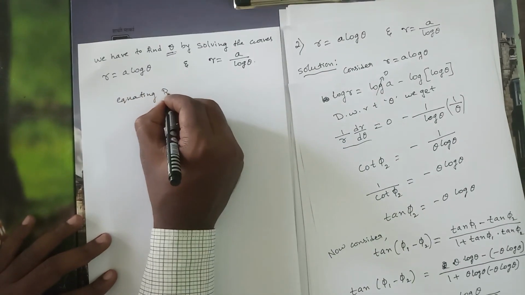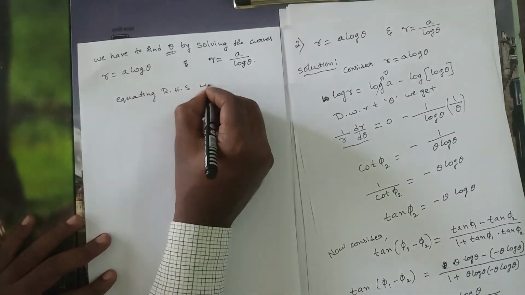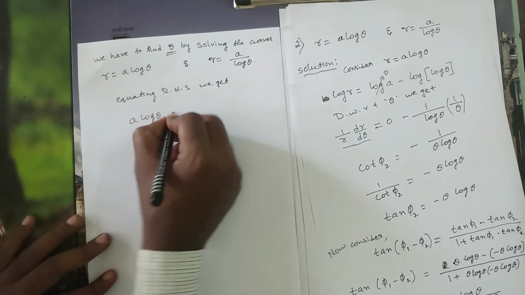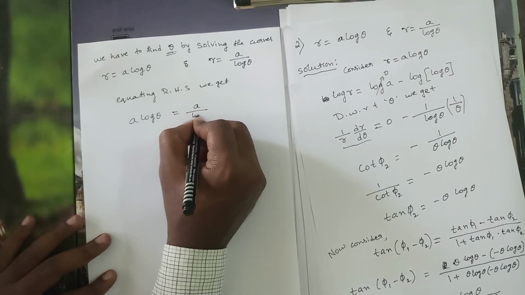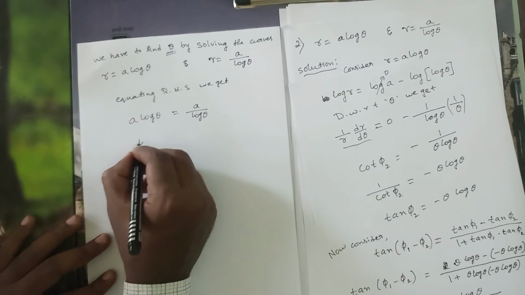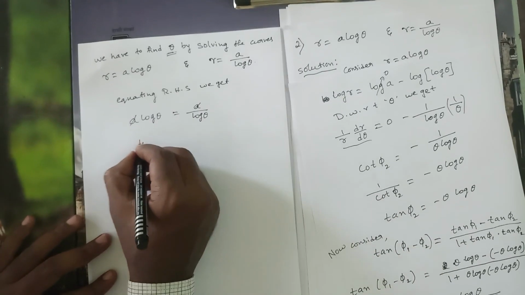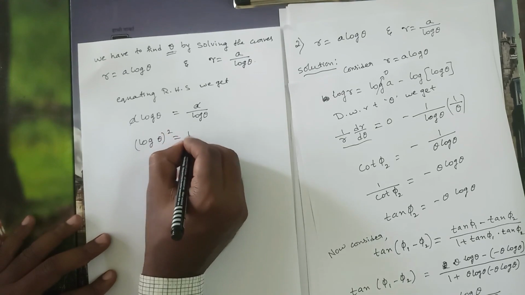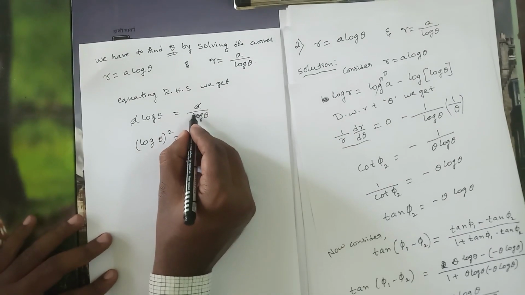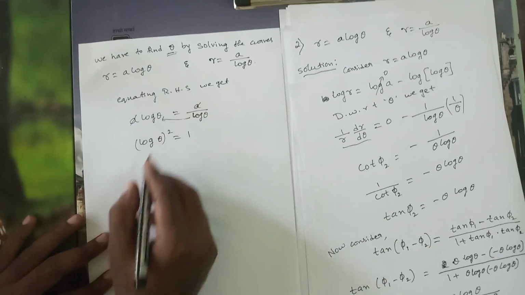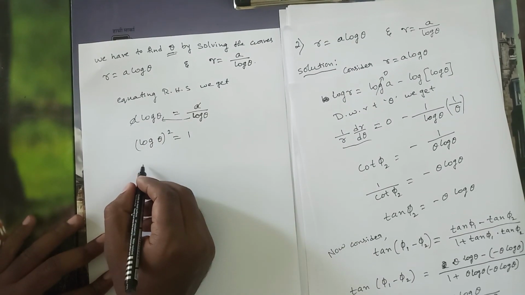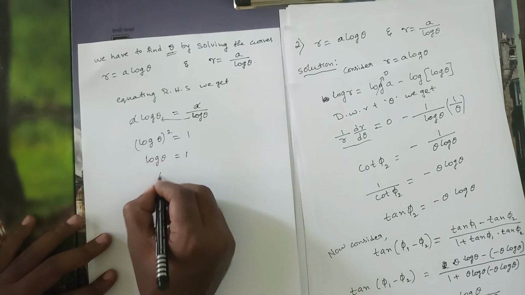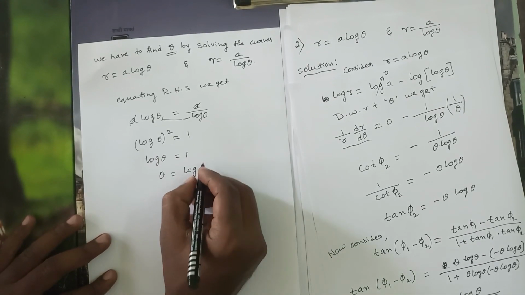So equating RHS, we get a log theta equals a divided by log theta. So what do you get here? a gets cancelled. So log theta whole square is equal to 1, transferring this to the right hand side. Log theta whole square is equal to 1, or here, log theta is equal to 1. So theta equals antilog 1.